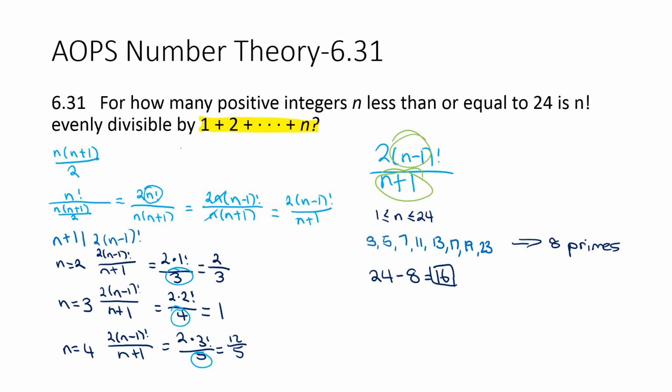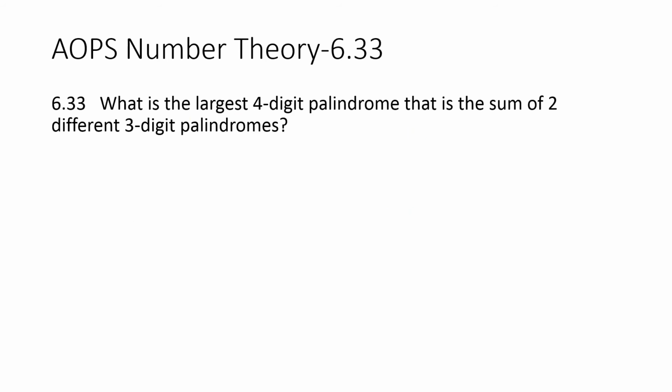AOPS number 36.33. What is the largest 4-digit palindrome that is the sum of two different 3-digit palindromes? So a 4-digit palindrome that is the sum of two different 3-digit palindromes can be written as 1AA1, because the maximum sum of two different 3-digit numbers is 1998. So the first digit has to be a 1. Since it's a palindrome, it's 1AA1.